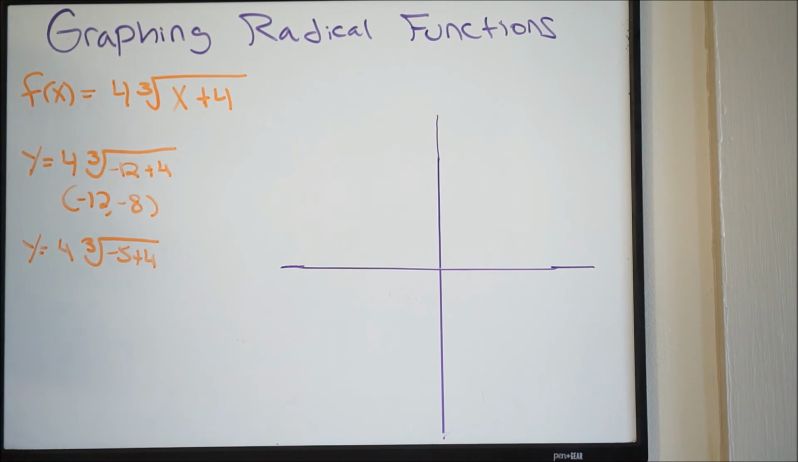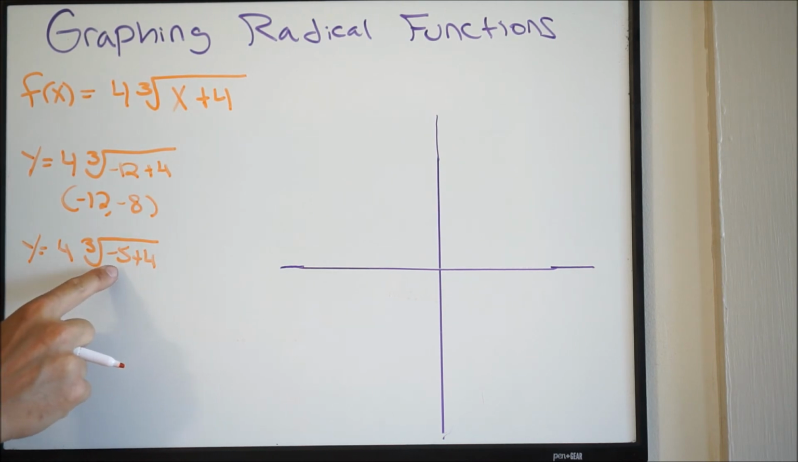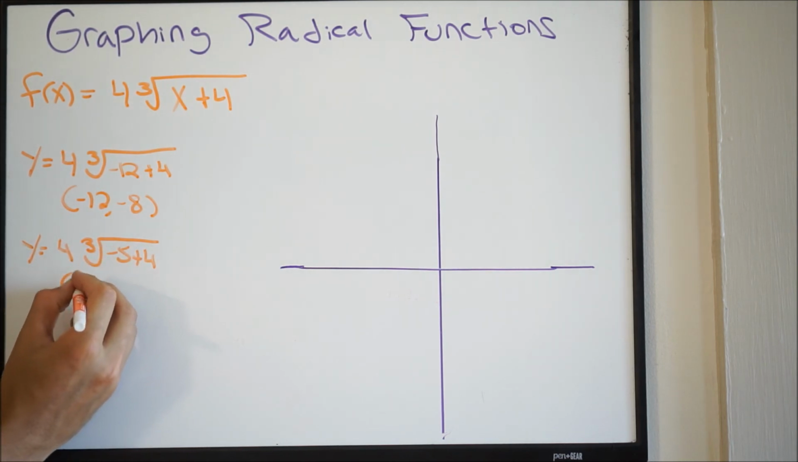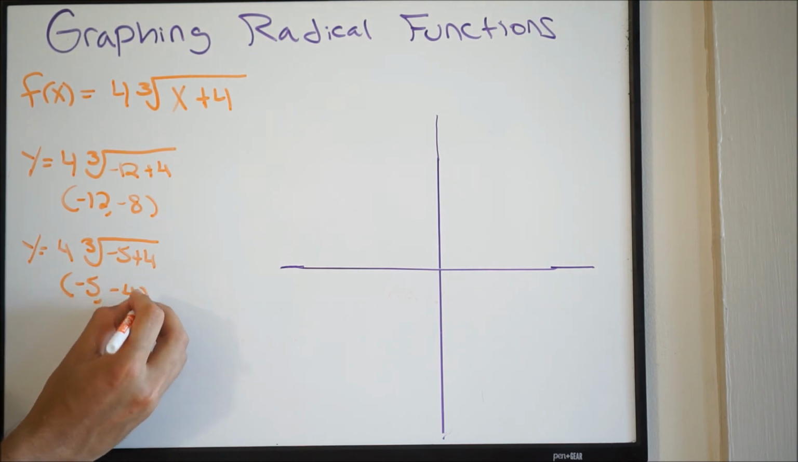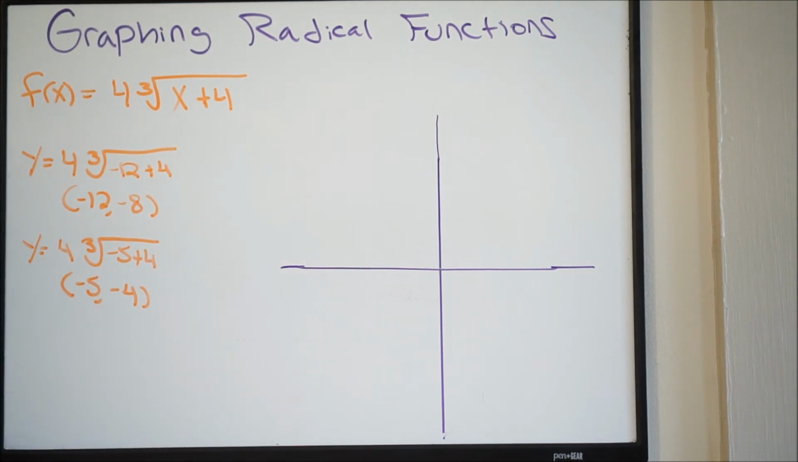Now again, you could pick any value you want for x. I'm just trying to keep this clean, okay? I don't want to deal with fractions right now. So negative 5 plus 4 will be negative 1, right? The cube root of negative 1 will be negative 1, right? And then negative 1 times 4 is going to be negative 4. So what happened here? I plugged in a negative 5 and I returned a negative 4. There's another point.